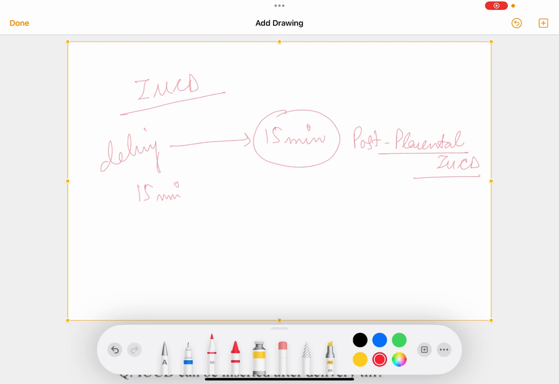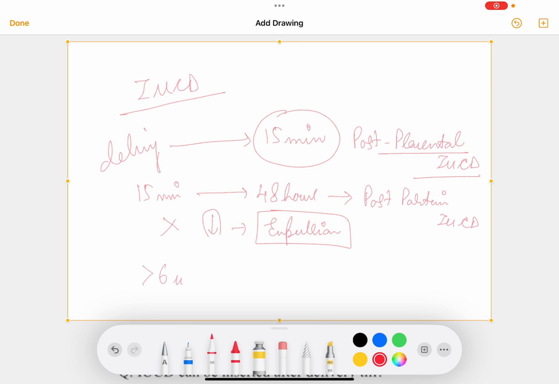Whereas from 15 minutes to the next 2 days, that is 48 hours, if you are inserting, then it is called postpartum IUCD, or PPIUCD. After 48 hours, we generally don't go for IUCD insertion, because the uterus is involuting and there is high chance of expulsion. Once 48 hours is crossed, then after 6 weeks only we can go for IUCD insertion, and this is called interval IUCD insertion.